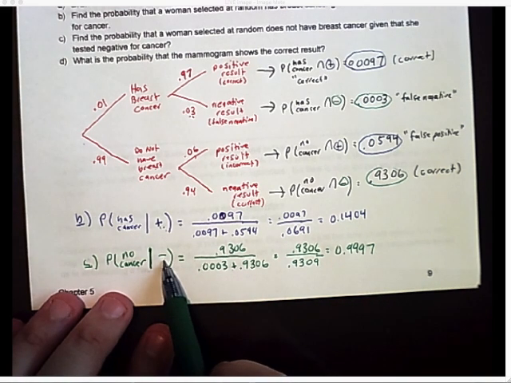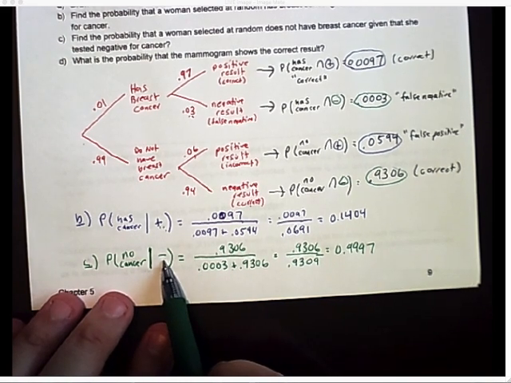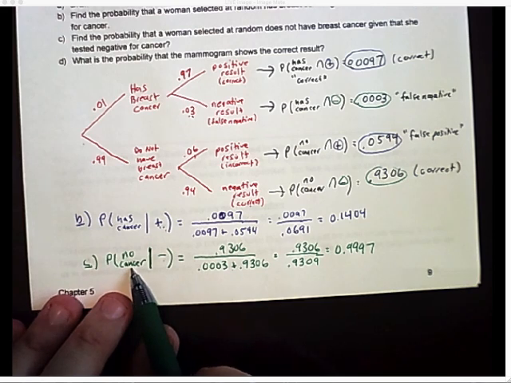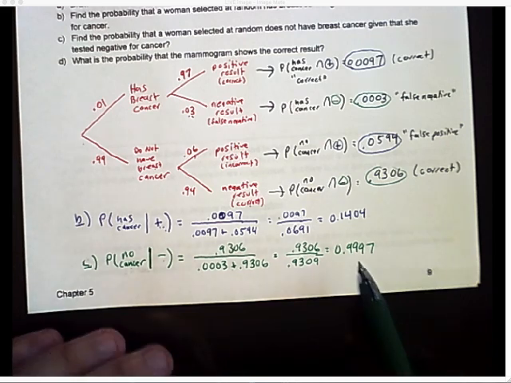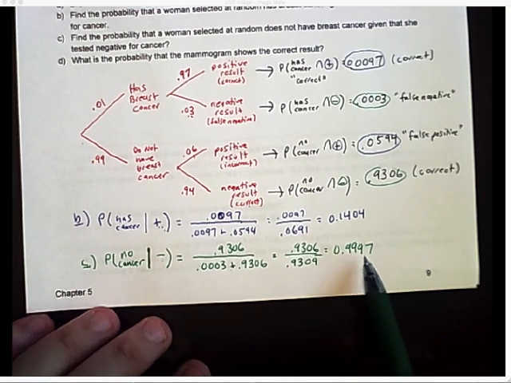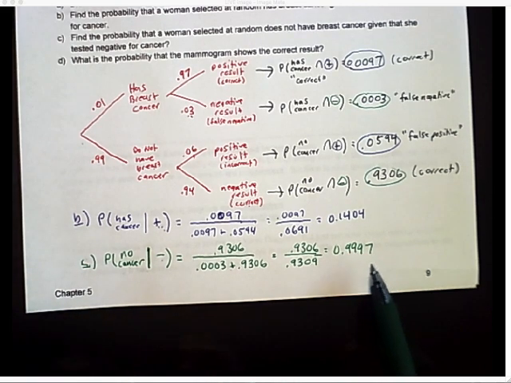So there's a 99.97% chance that if a woman tested negative from her mammogram, that she actually does not have cancer. That's pretty strong. All right, if a negative test result comes out on your mammogram, then you have a 99.97% chance that you actually do not have cancer. Right.